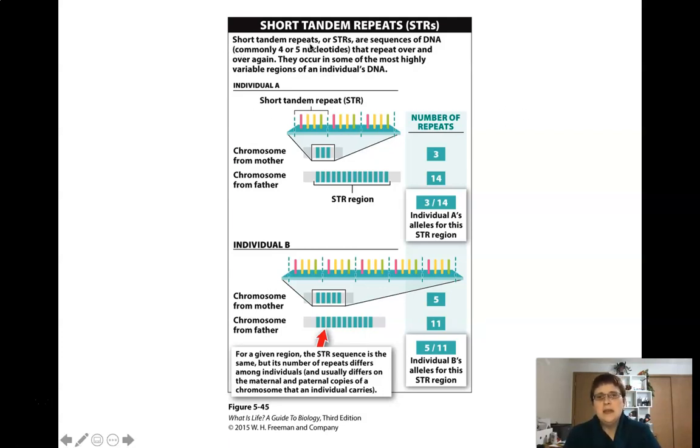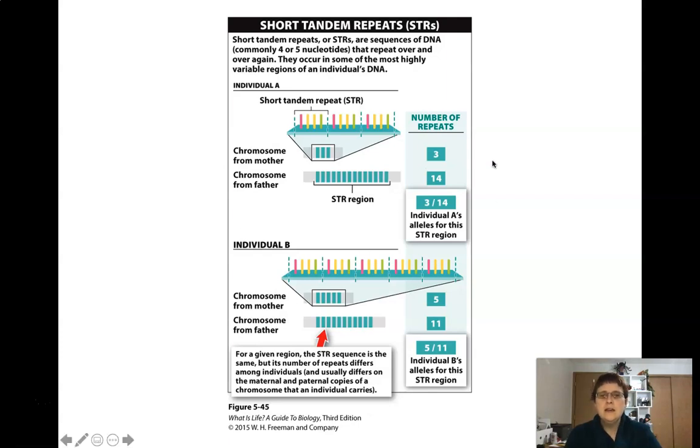They're short repeats of DNA sequences. So they are just repeated sequences over and over and over of the same sets of A, T, C, and Gs, whatever sequence that is. And they're found in the same region, but the length of the repeat changes from person to person.